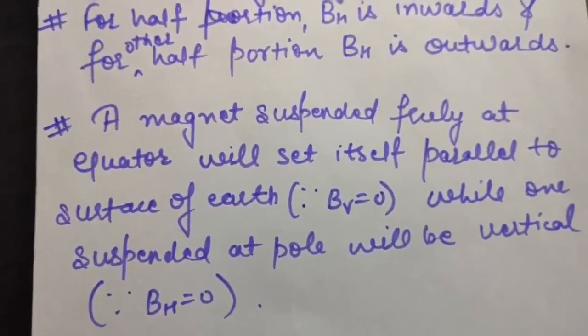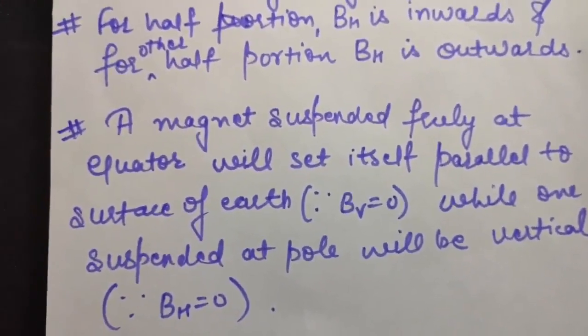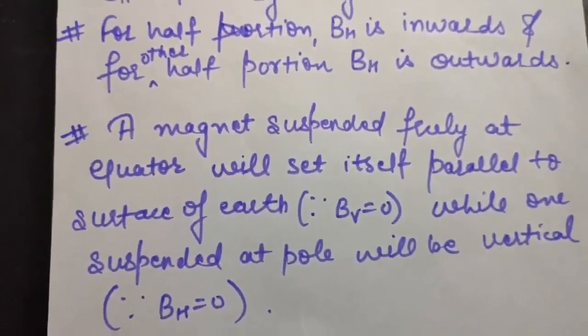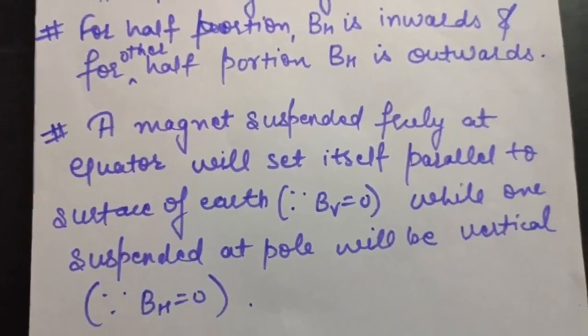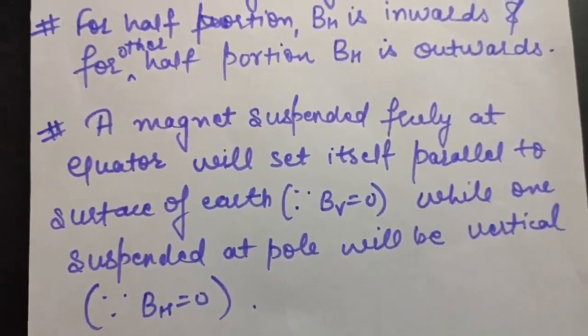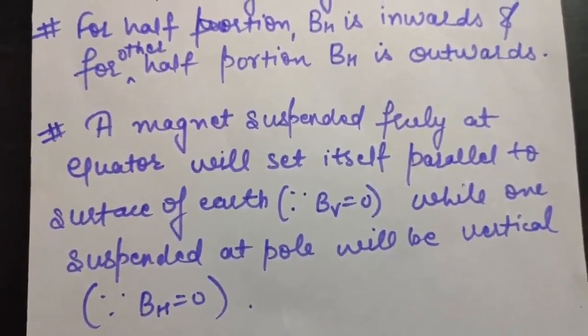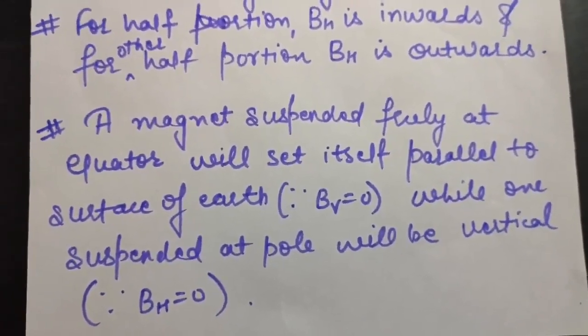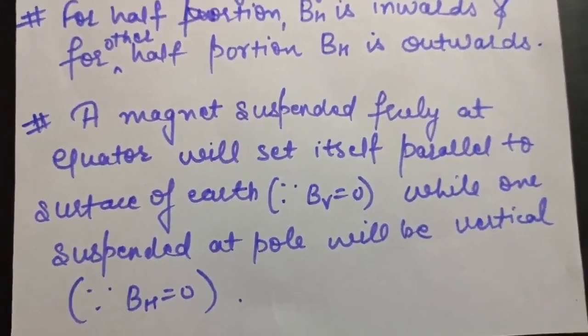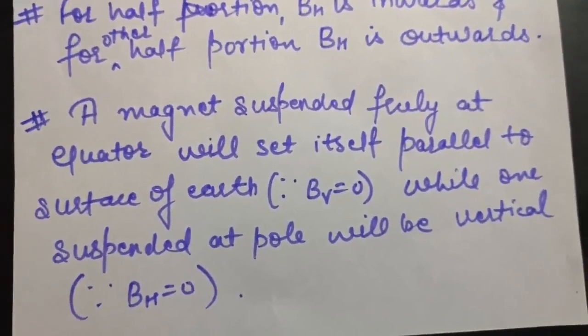Okay, so I am summarizing it once again. If you have a magnet and you suspend it freely at magnetic equator, then it will set itself parallel to surface of Earth. While if you suspend it at magnetic poles, it will be vertical because at that point horizontal component will come to be 0. Okay.